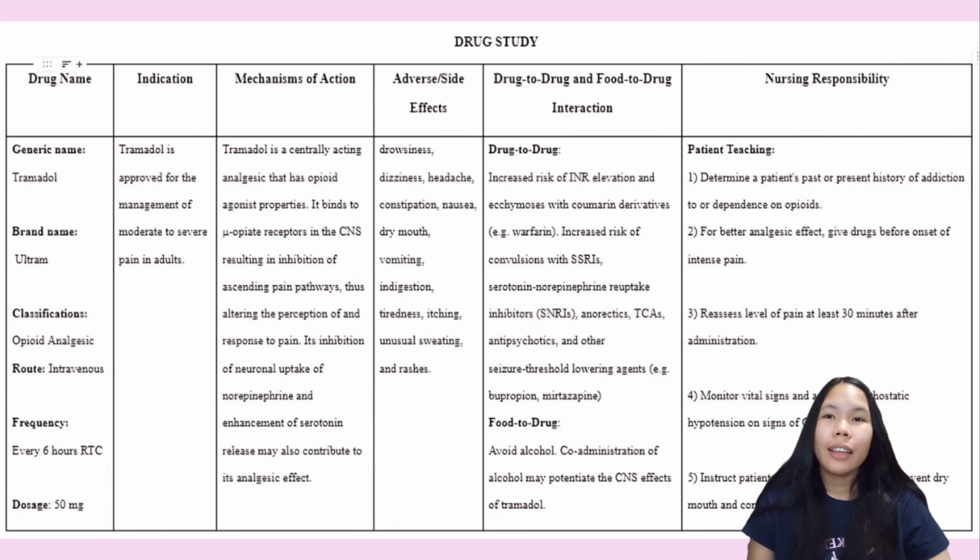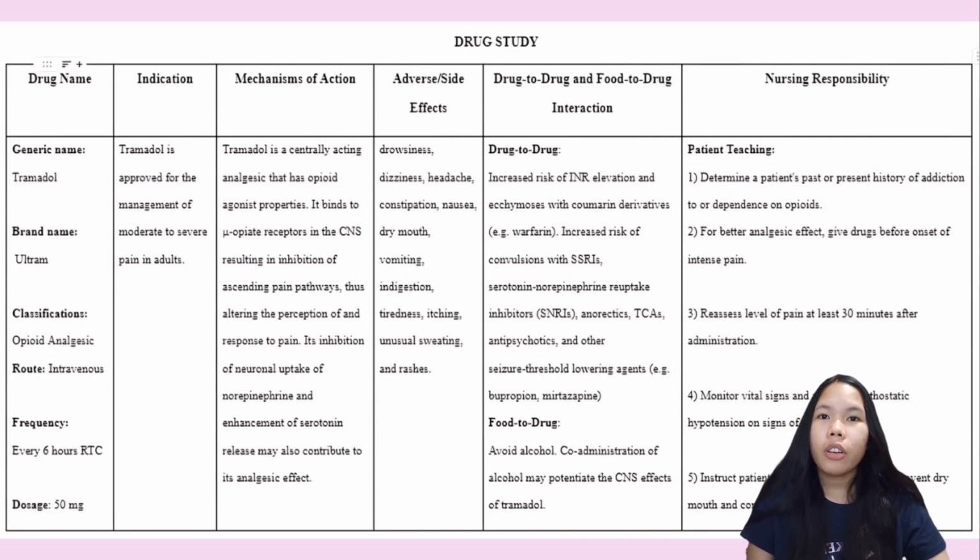Drug study. Generic name tramadol, brand name Ultram, classification opioid analgesic. Indication: tramadol is approved for the management of moderate to severe pain in adults. Mechanism of action: tramadol is a centrally acting analgesic that has opioid agonist properties.